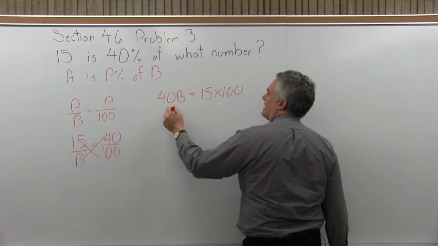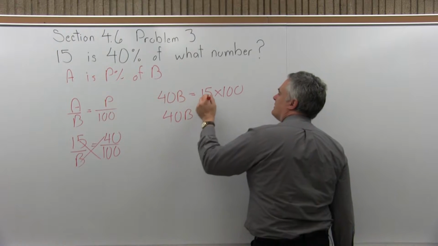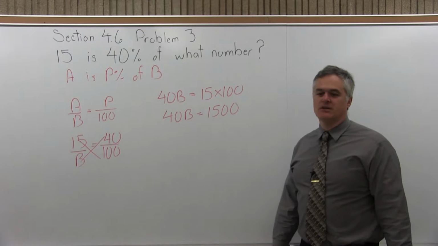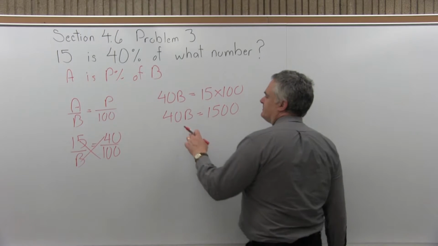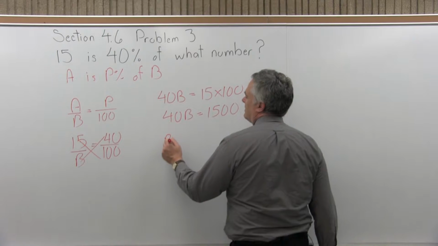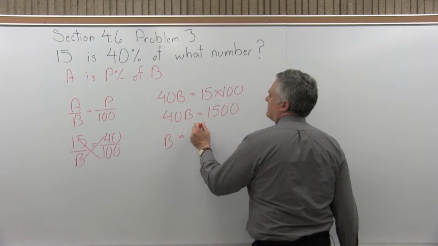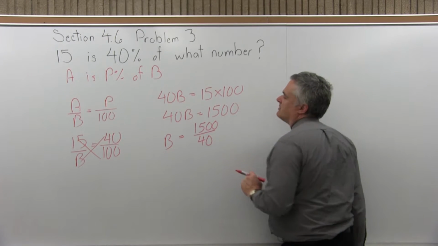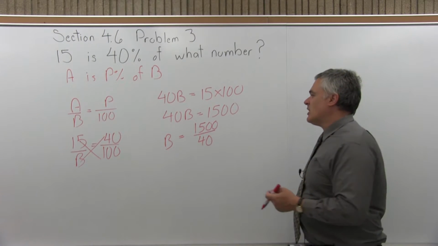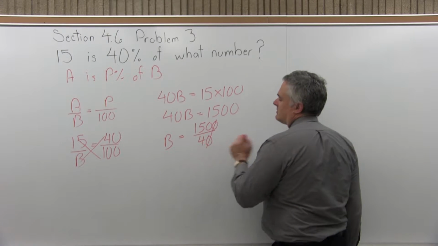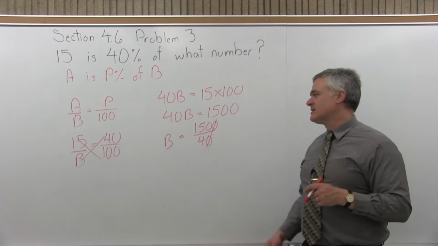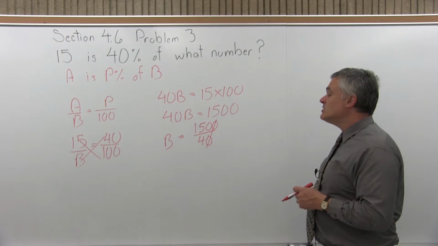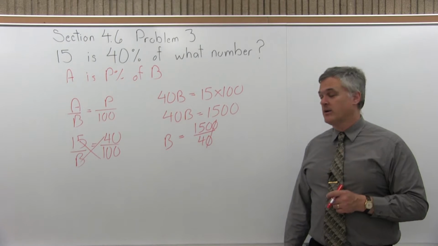And we can simplify that. 40B equals 15 times 100, which is 1,500. And now to solve for B, we will have 1,500 divided by 40. We divide away the number with a variable. So we can simplify this a little bit. We can cancel a 0 on the end. Basically, we're reducing by 10 on both the numerator and denominator when we cancel a 0. So we have 150 divided by 4.